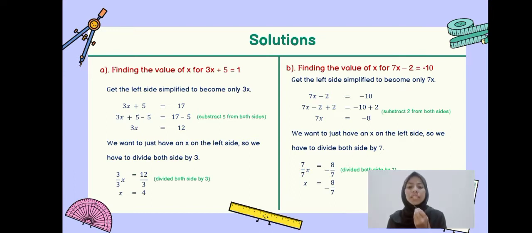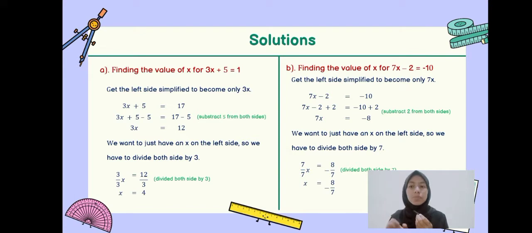Next, B. Finding the value of x for 7x minus 2 is equal to negative 10. Get the left side simplified to become only 7x. So like what we had done in the letter A, we have to subtract or add. Since here is 7x minus 2, we have to add 2, so that negative 2 plus 2 is 0 and the only term left is 7x. So 7x minus 2 plus 2, and negative 10 plus 2.